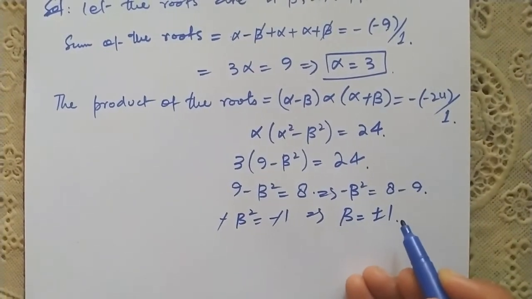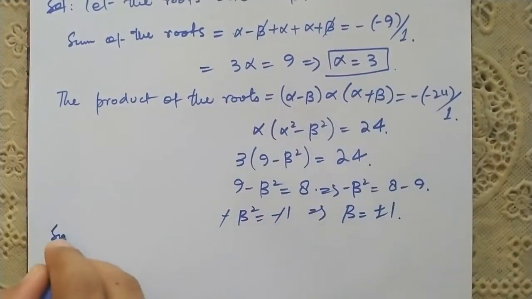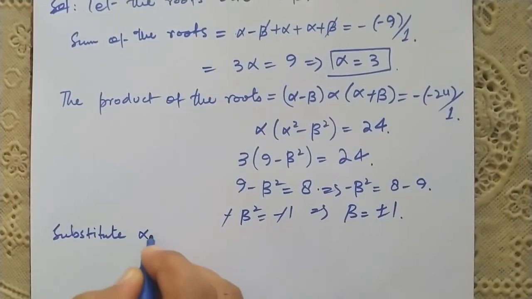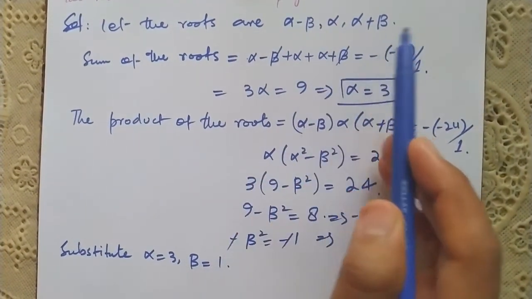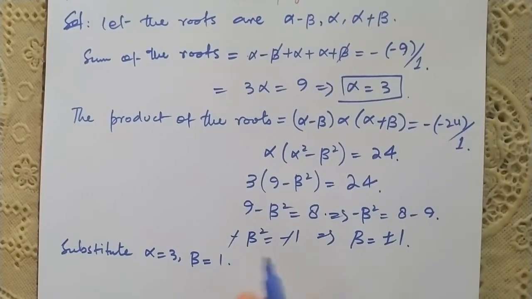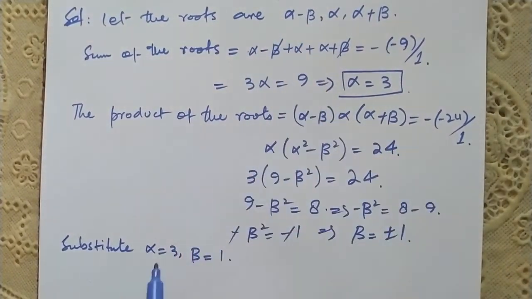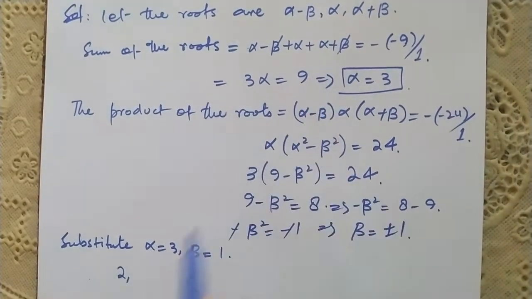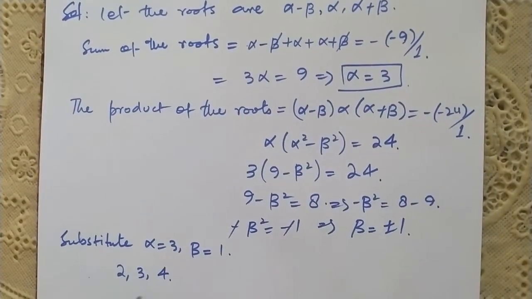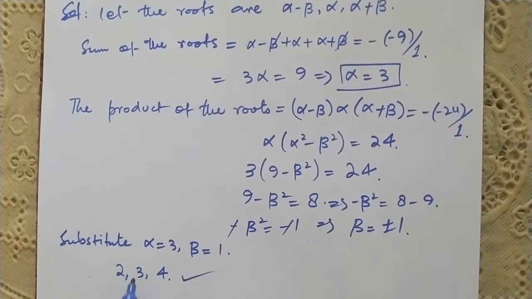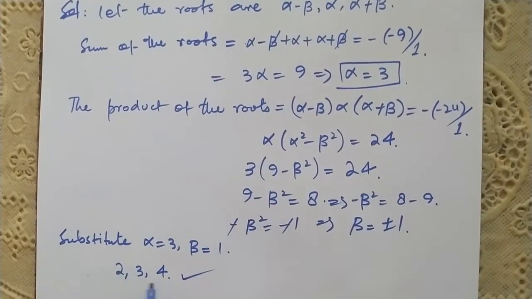So let's see what is the valid value of beta, or whether both values of beta can be valid, right? Substitute alpha equal to 3 and first beta equal to plus 1. We are checking whether the roots are in arithmetic progression when alpha is 3 and beta is 1. Alpha minus beta means 3 minus 1, that is 2, alpha is 3, and the third root is alpha plus beta, that is 3 plus 1, 4. Are these in arithmetic progression? Yes. So these numbers can be the roots of this equation, because the restriction is that the roots must be in arithmetic progression.